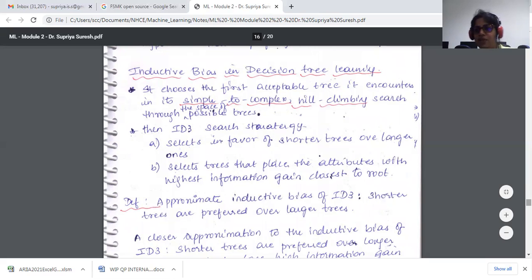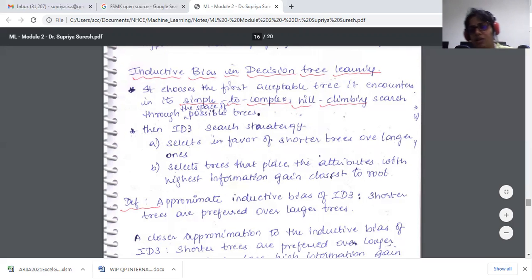And here are a few definitions which will probably be very helpful for you when you're writing your exams with respect to ID3. I have noted a few points here which can really help you out: the inductive bias in decision tree learning. What exactly does this inductive bias do? It chooses the first acceptable tree it encounters, using a simple-to-complex, hill-climbing search through the possible trees.